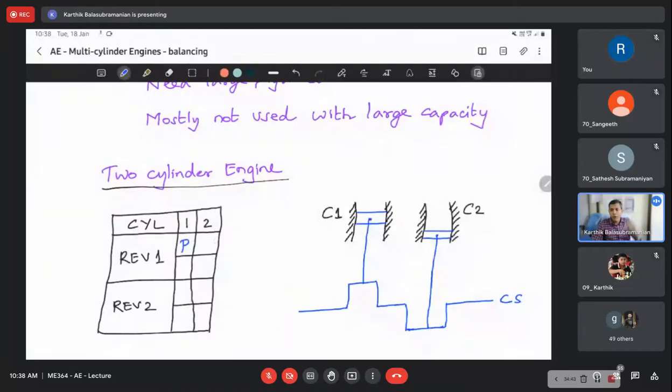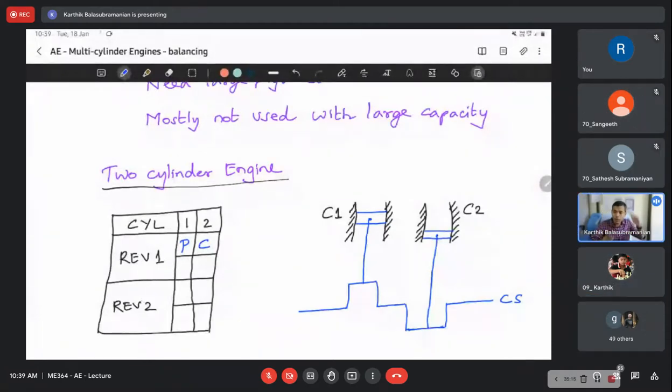when I say P, it's the power stroke of cylinder 1. What is the corresponding stroke in cylinder 2? Top dead center. Now, what is the stroke? It will be the compression stroke. It will move to top dead center. When you get a power stroke in cylinder 1, in cylinder 2 it will be compression. Correct? Yes, sir.